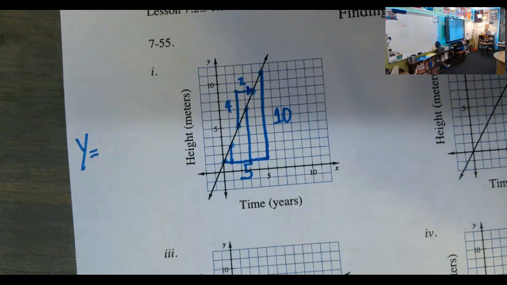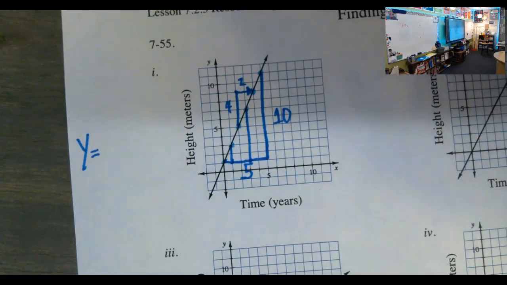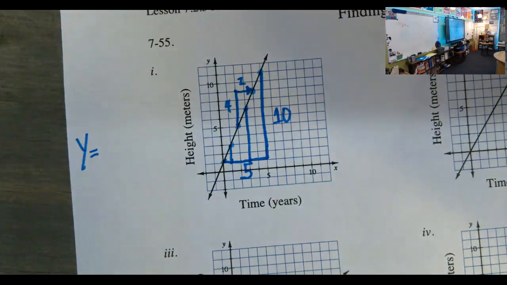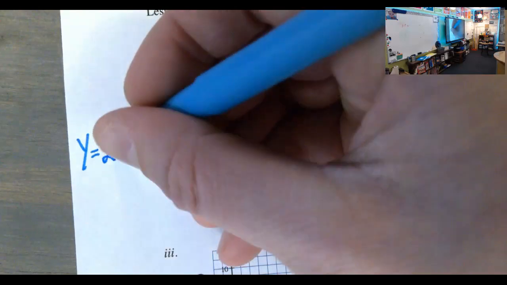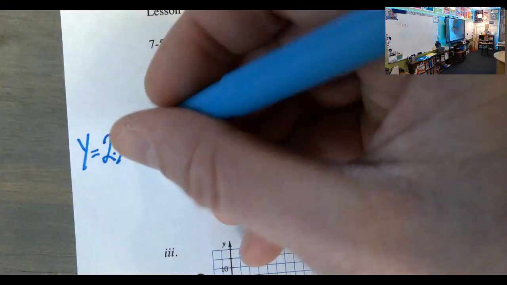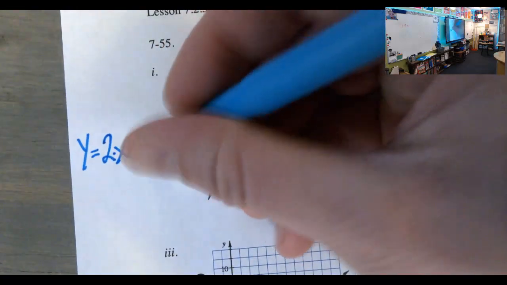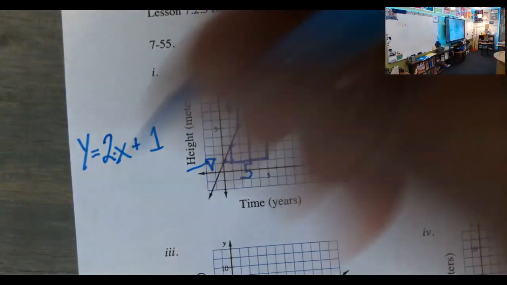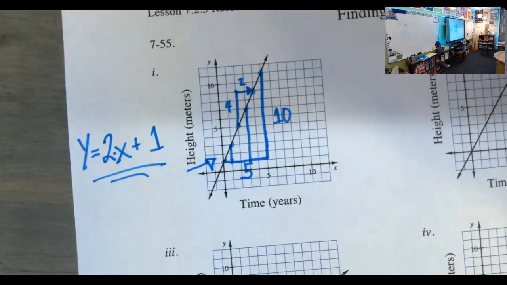So Lucas, can you help me build this into an equation? So you would do y equals 4 halves, or just 2x, right? Because we don't have to make it more complicated than it is. Plus 1, because the y-intercept here is a 1. Any questions on how we get this equation?